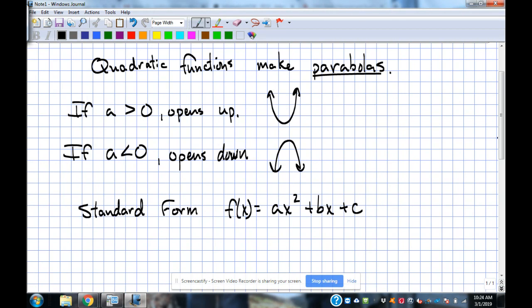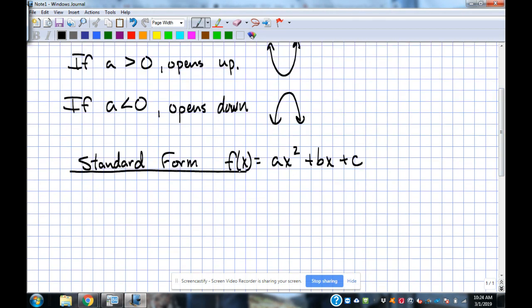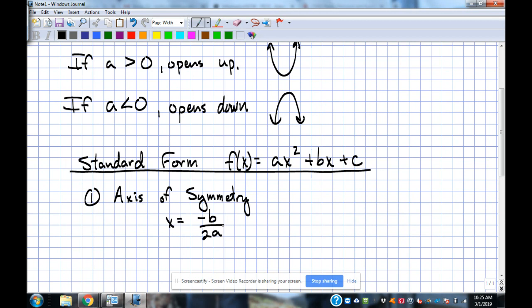When you're dealing with standard form, there are some things that we want to find for the graph of a quadratic. The first thing that we want to find is called the axis of symmetry. To find the axis of symmetry, it is the equation x equals negative b divided by 2a. Whatever's in front of x, take the opposite of it, divided by 2 times a, and that's going to give you x equals a number, and that's going to be the axis of symmetry.